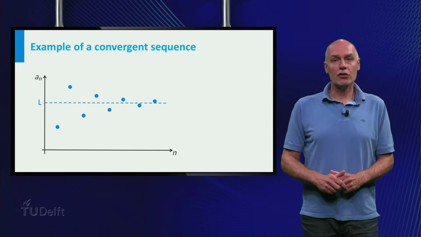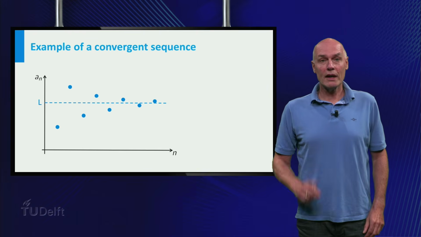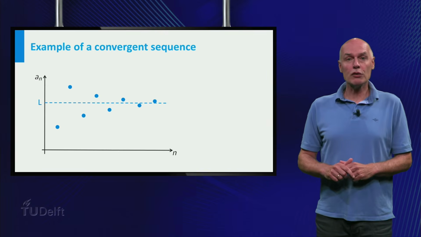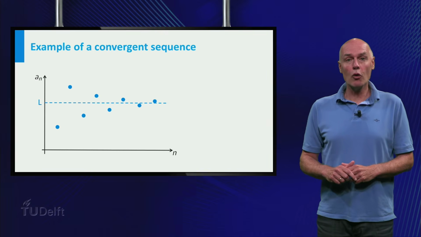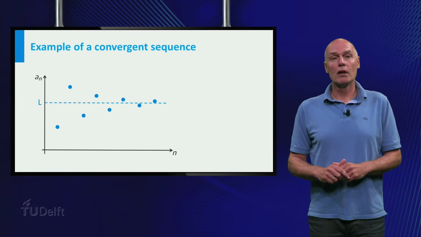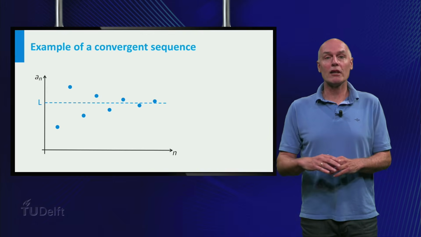Earlier in this presentation, we already saw an example of a convergent sequence. Here's another one. In contrast to the previous example, sequence values now appear both below and above the horizontal line representing the limit value L. This is okay, as long as the values approach L when n gets large.